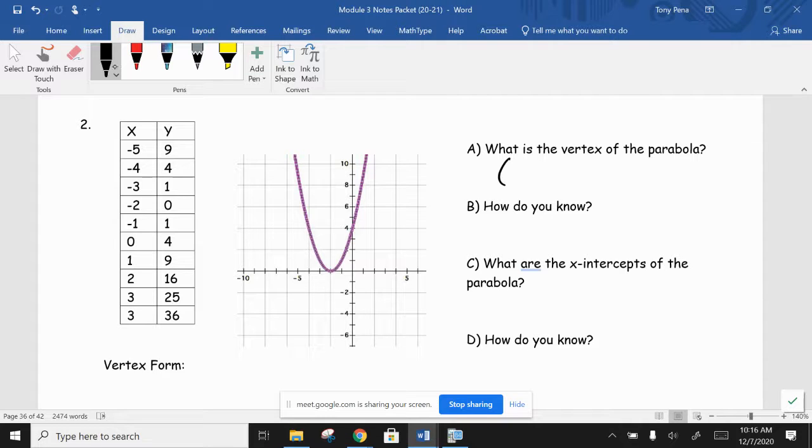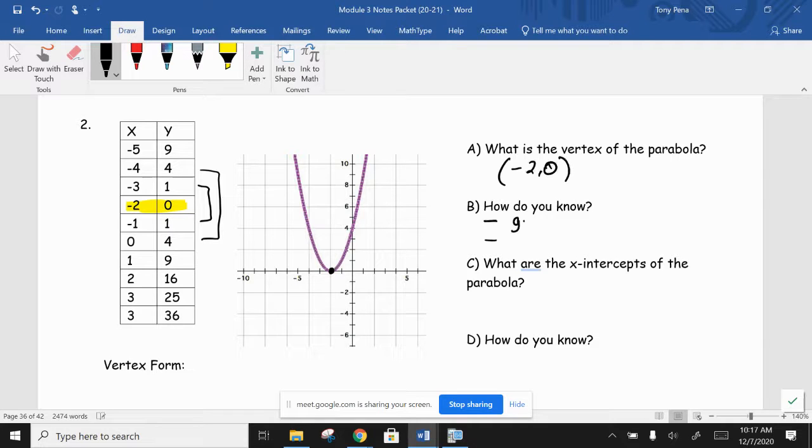And you can either use your graph, just go to the lowest point on this graph, which is right here, and just label that point. Or if you go to your table, find the middle number. This here has to be the middle number because of the symmetry that it has. It's in between 1 and 1, 4 and 4, 9 and 9. So either route, (-2, 0) should be your vertex.